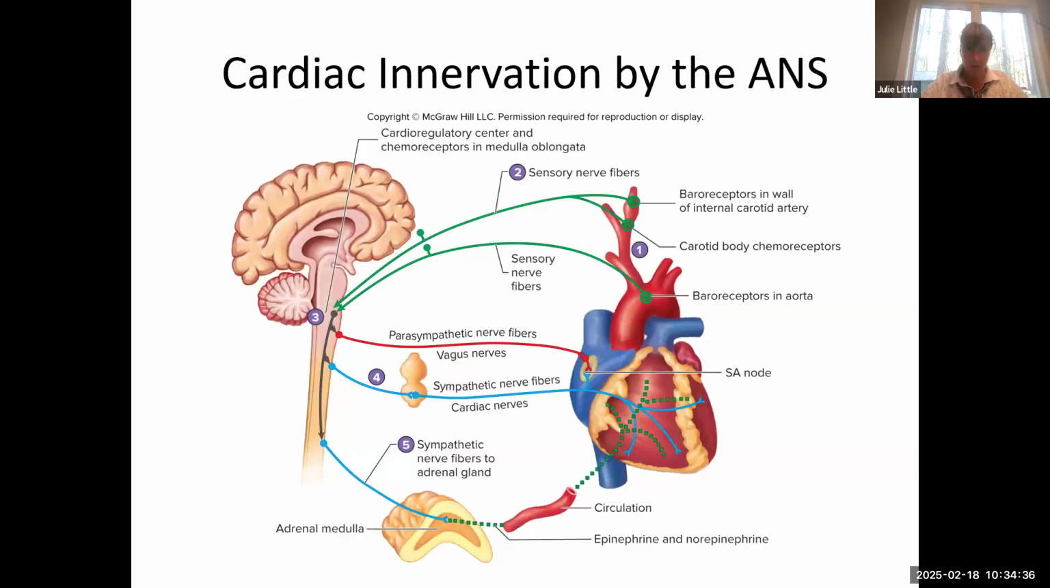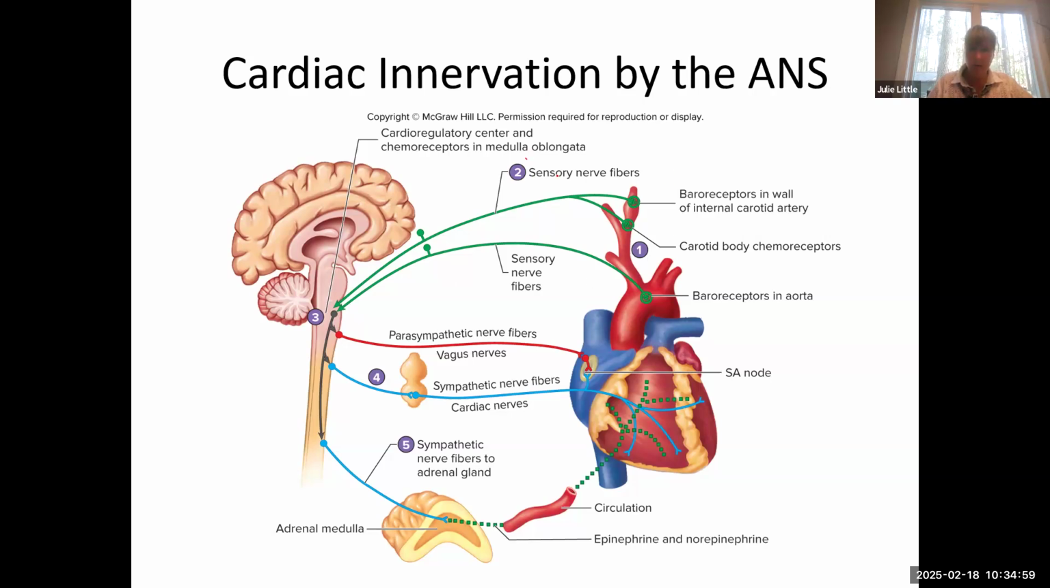Okay, let's talk about the innervation of the heart by the autonomic nervous system. Remember, there's going to be dual innervation, so we're going to be talking about the sympathetic nervous system and the parasympathetic nervous system. But those are motor branches. Those are sending information out to our organs. The heart also has sensory information leaving the heart and going to the medulla.